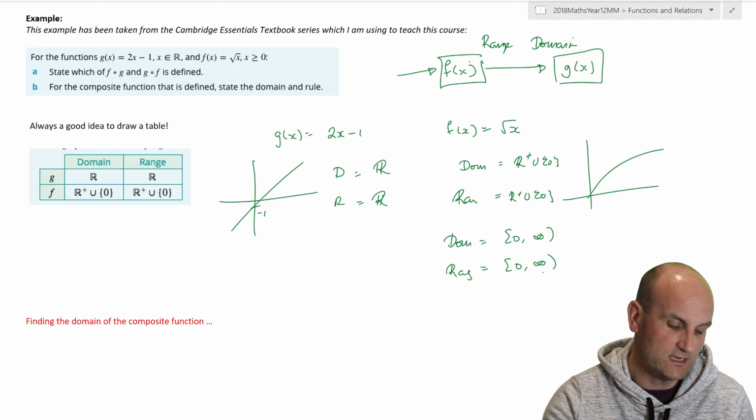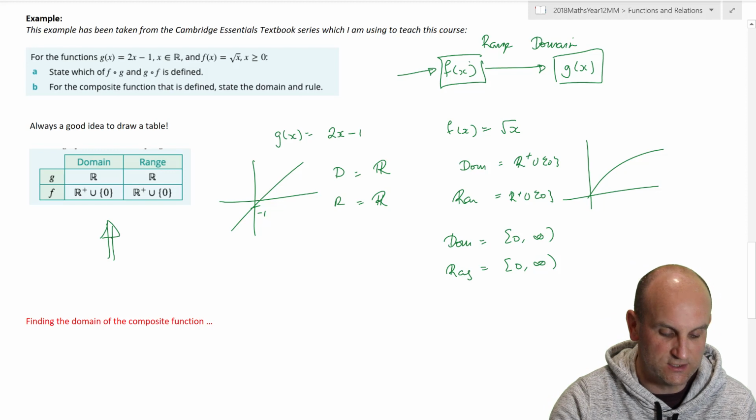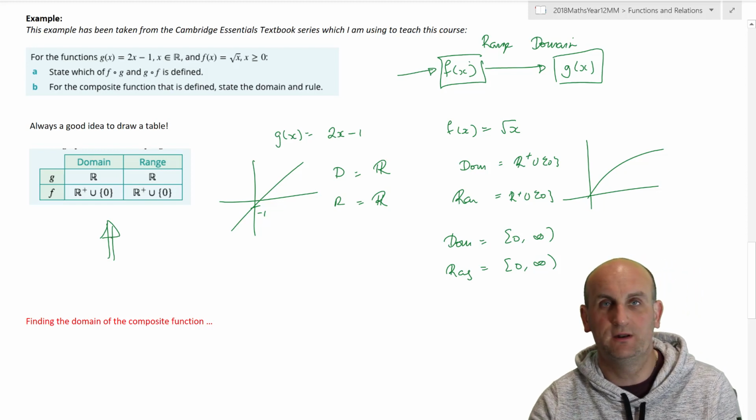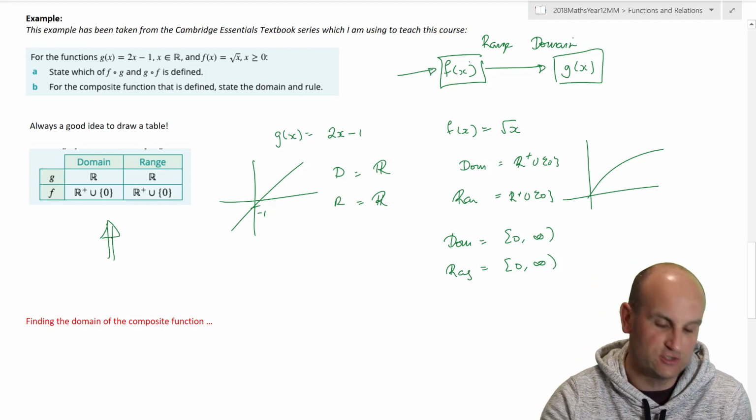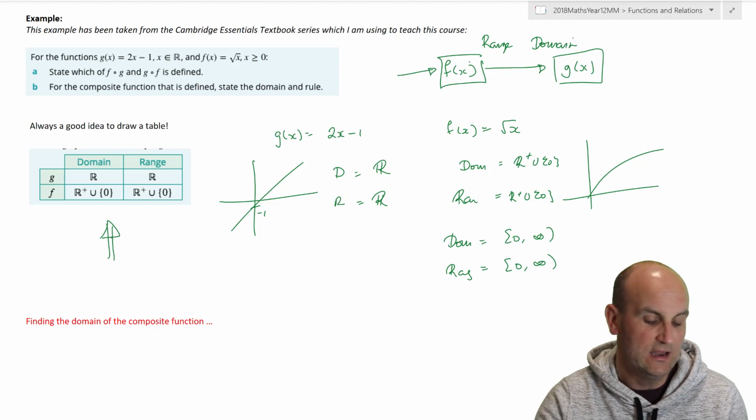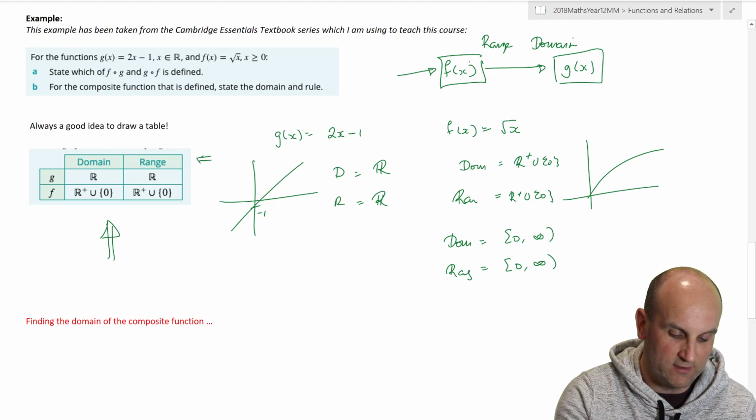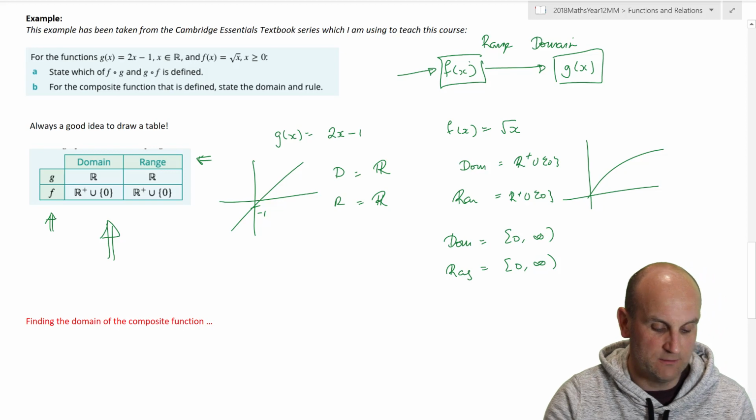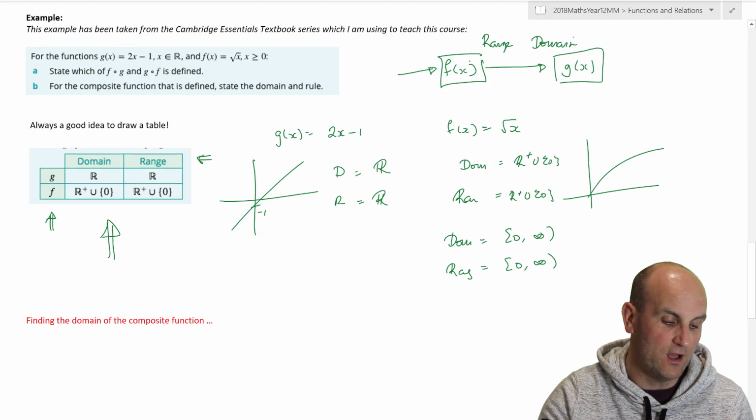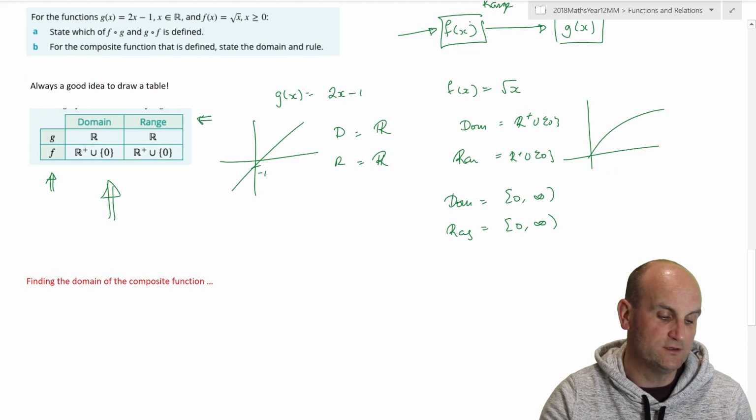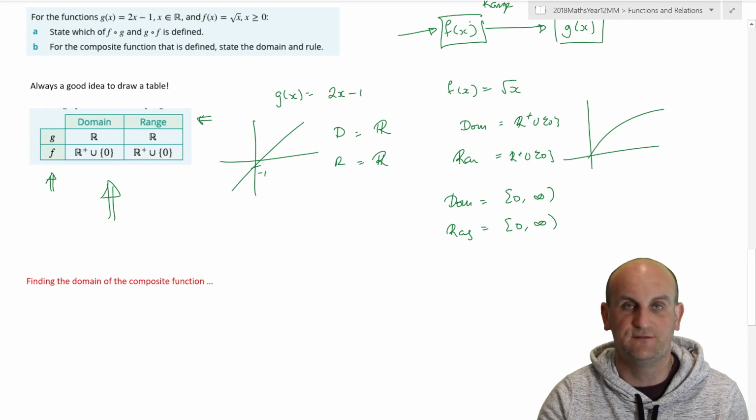Now, the trick to be able to then work out the rest of this question is to put a table together. And I, again, extracted this from the Cambridge Essentials textbook series. What you'll notice is they've got domain and range on the top and my two functions at the bottom. So let's now start asking the questions. State which of FOG and GOF is defined.